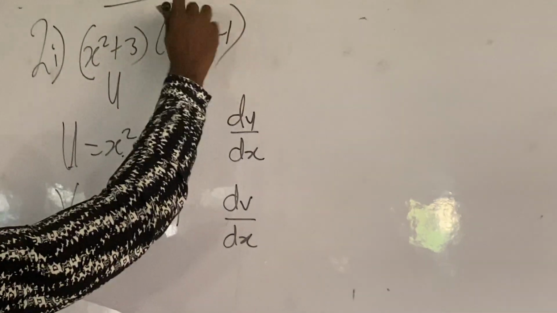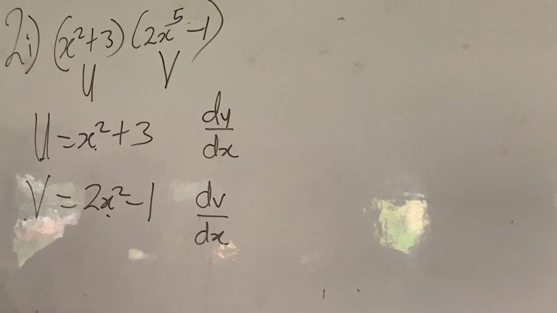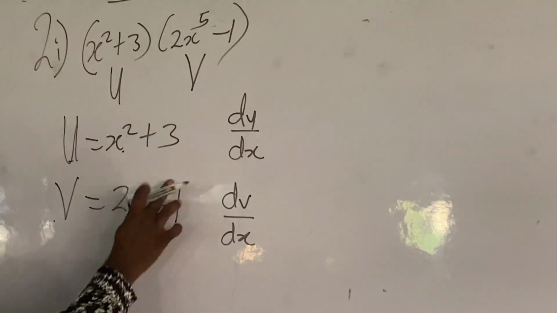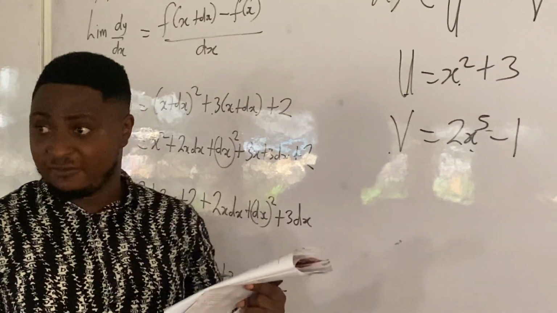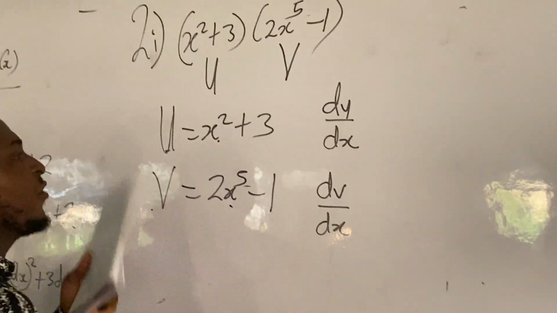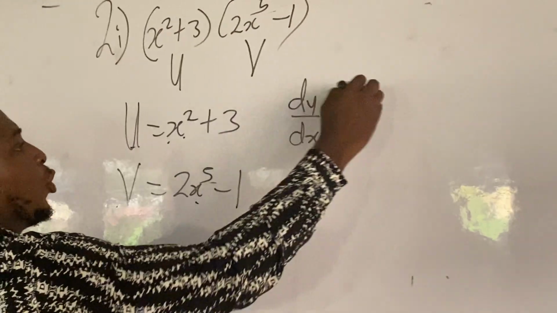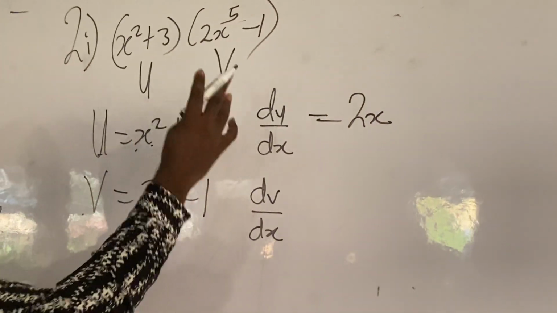2x raised to power 5. Thank you for correcting me. I'm rushing, so it's possible I made little mistakes. The question is actually 2x to the power 5; I wrote 2x squared. Now, thank you. We're going to make mistakes. Now, x squared is 2, and 3 is 0. It disappears, right?